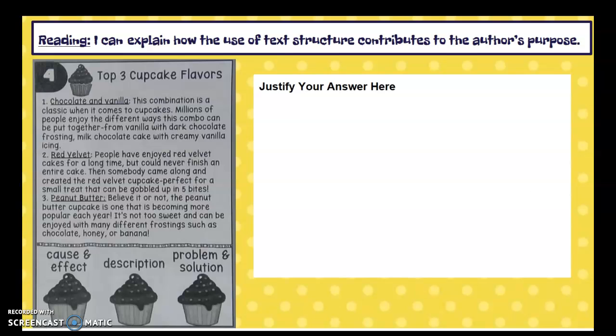Number 1, chocolate and vanilla. This combination is a classic when it comes to cupcakes. Millions of people enjoy different ways this combo can be put together, from vanilla with dark chocolate frosting, milk chocolate cake with creamy vanilla icing.